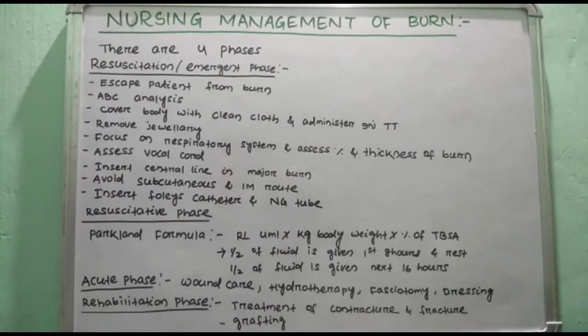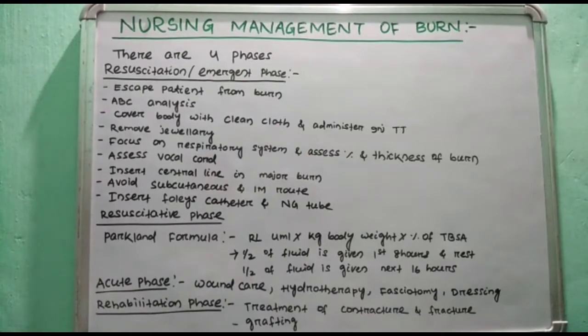Let's discuss one by one. The first phase is the resuscitation or emergent phase. This phase starts from when the burn occurs. In this phase, our first responsibility is to rescue the patient from the burn. We provide emergency care to the patient. Here, we do ABC analysis, meaning airway, breathing and circulation. We should assess airway, breathing and circulation.